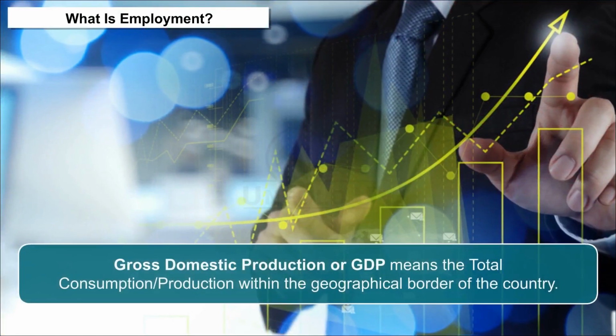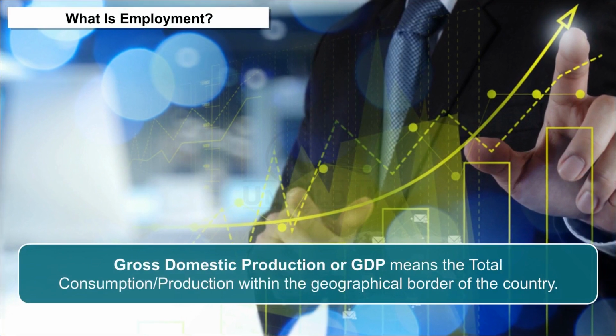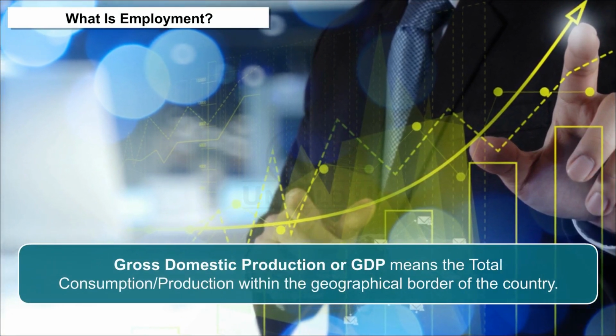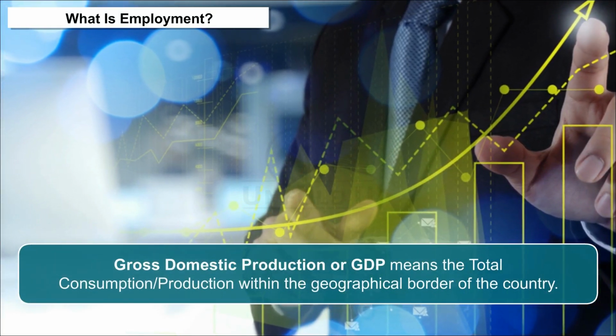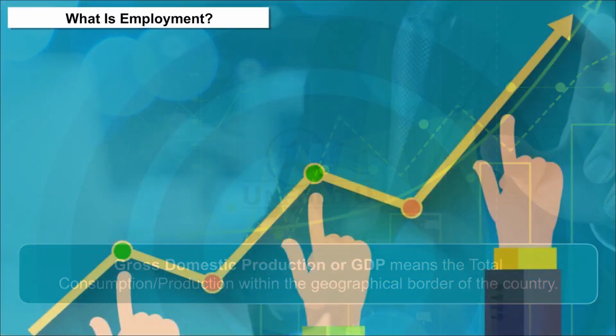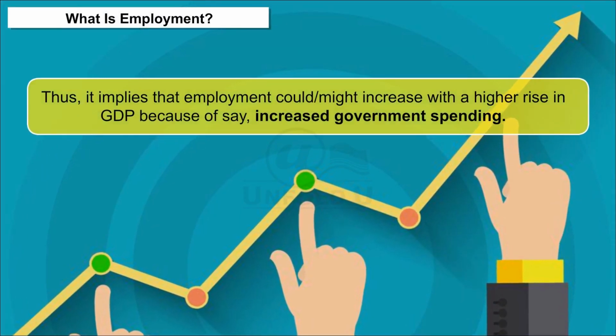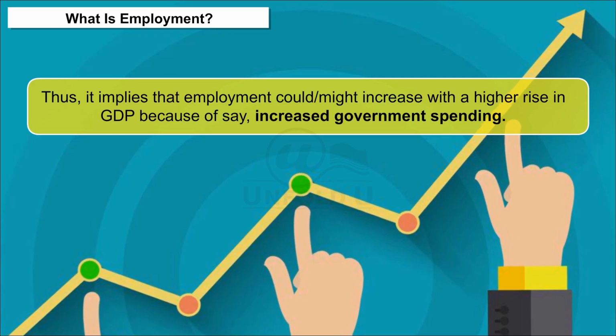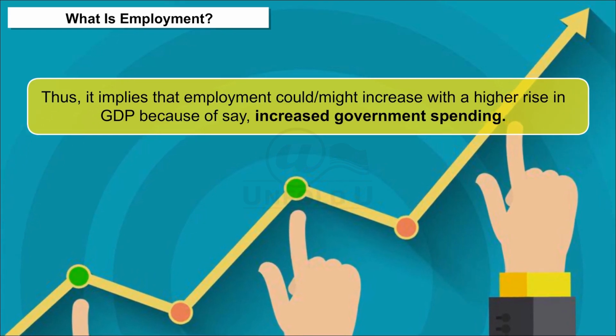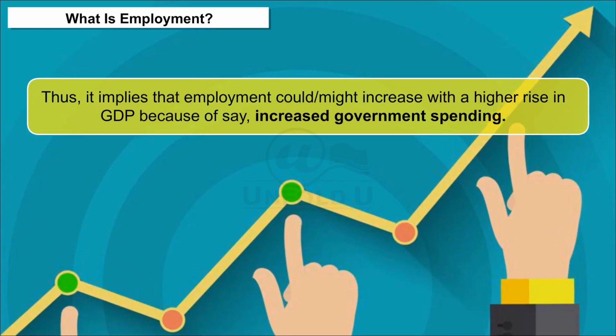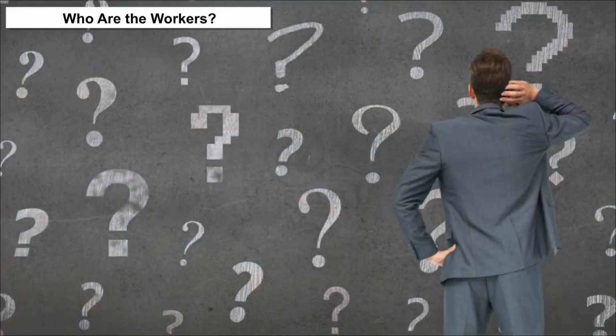Gross domestic product, or GDP, means the total consumption or production within the geographical border of the country. Thus, it implies that employment might increase with a higher rise in GDP because of, say, increased government spending. Who are the workers?